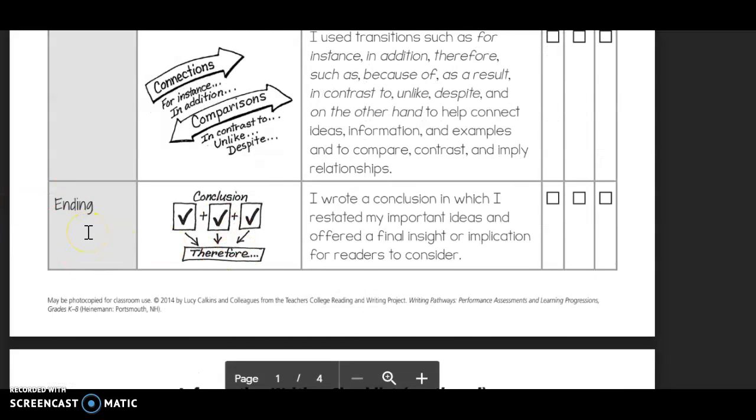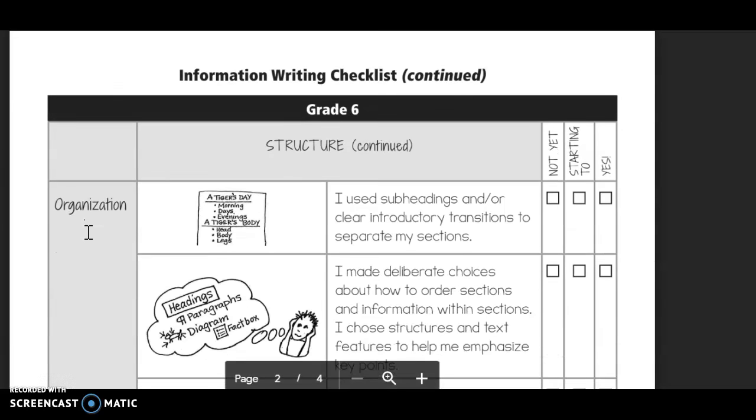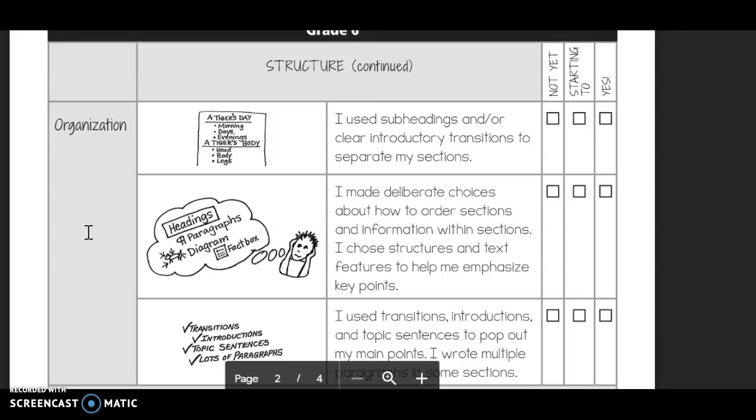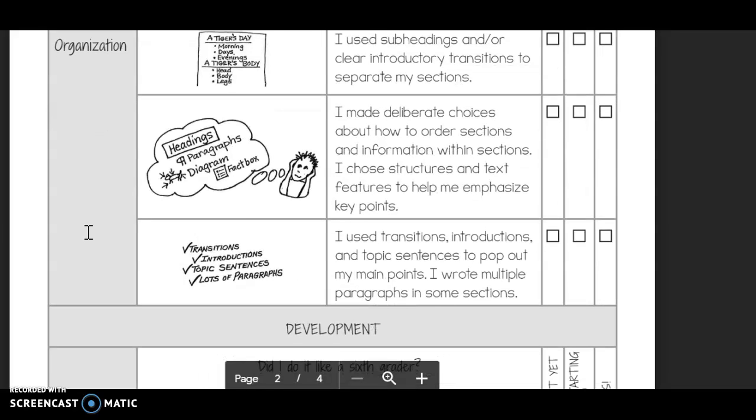Also, we'll be looking at the ending. So how do they end their presentation? How do they leave us with some closure? We'll also be looking at organization, so a couple elements in there, but how do they use different subheadings, right? How do they make choices about which information comes first, second, third? And again, how do I transition from one topic to the next?